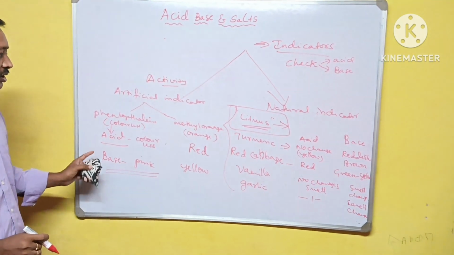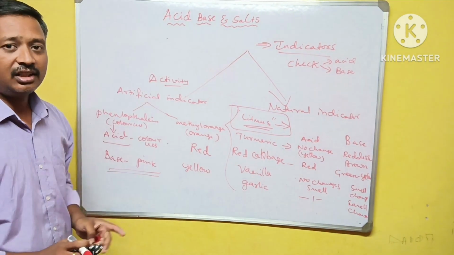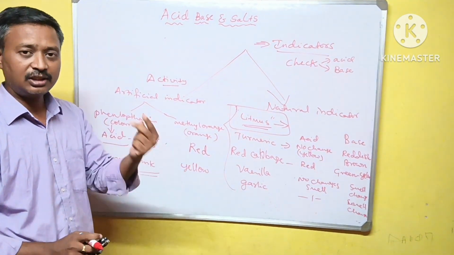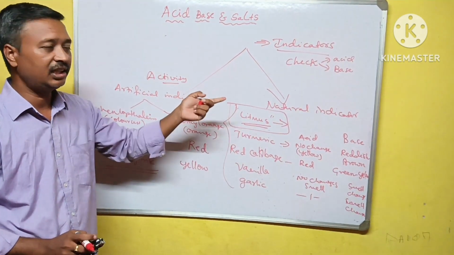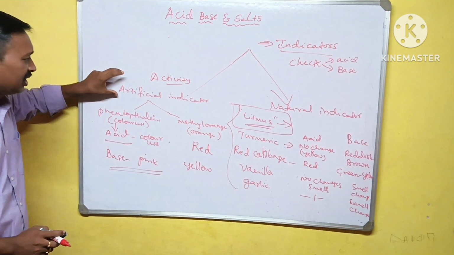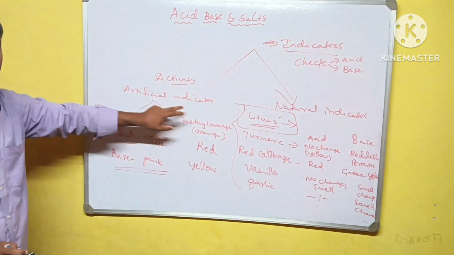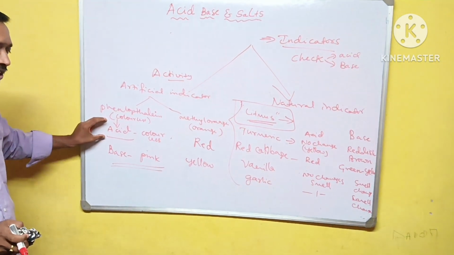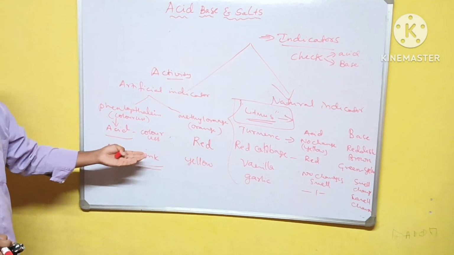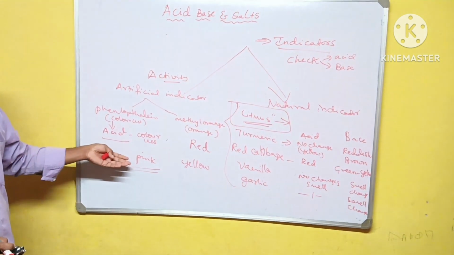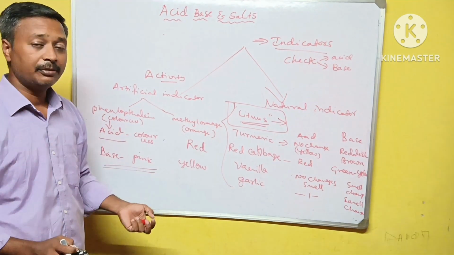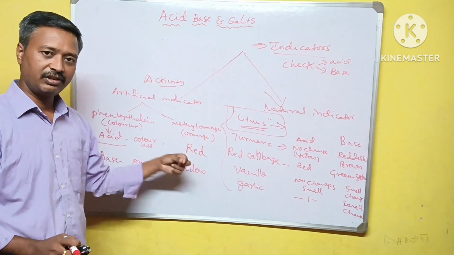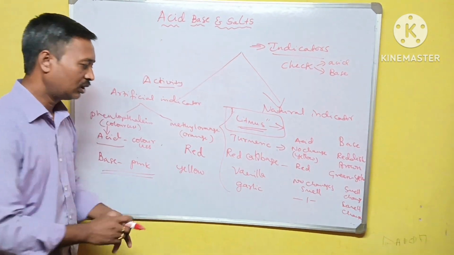So indicators are the substances we use to find whether the given solution is an acid or a base. There are two types of indicators, natural indicators and artificial indicators. In the lab, we mainly use phenolphthalein and methyl orange. Phenolphthalein is basically colorless. When you pour it on an acid, it remains colorless. When you pour it on a base, it changes to pink. Methyl orange is basically orange in color. With an acid, it turns red. With a base, it turns yellow.